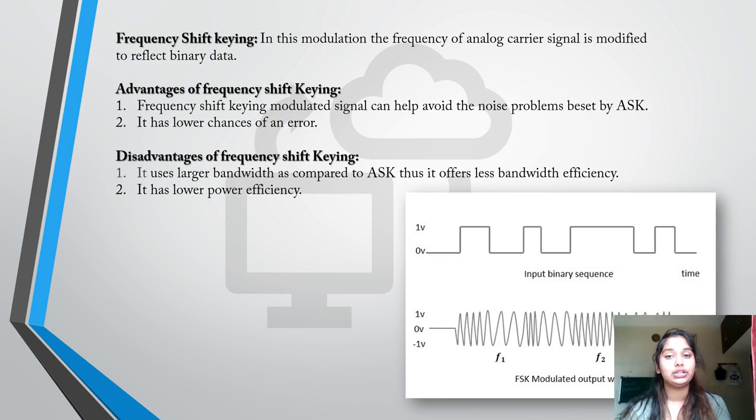In this modulation, the frequency of the analog carrier signal is modified to reflect binary data. Advantages: a frequency shift keying modulated signal can help avoid the noise problems faced by ASK. It has lower chances of error. Disadvantages of frequency shift keying: it uses larger bandwidth as compared to ASK, thus it offers low bandwidth efficiency. It has a lower power efficiency.